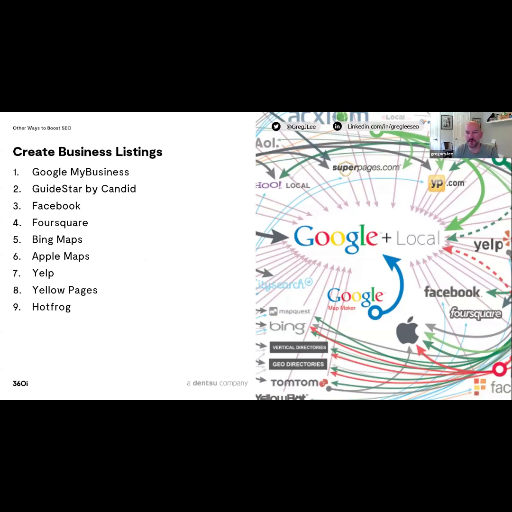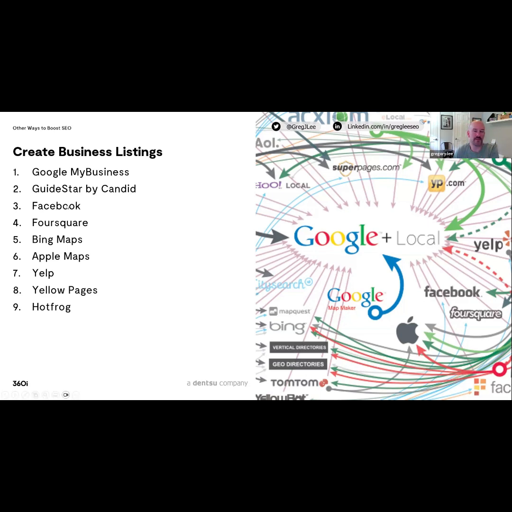The second thing that I would talk about would be business listings. So if you have a Google map listing, a Google business listing, that's probably the first one that you want. And you want to make sure your name, address, and phone number are consistent with what you put on your website. But there's a few other listed here that are really good ones. GuideStar by Candid, perfect for nonprofits. You just go to the website and look for how you can get listed, how you can set up a profile for your nonprofit.